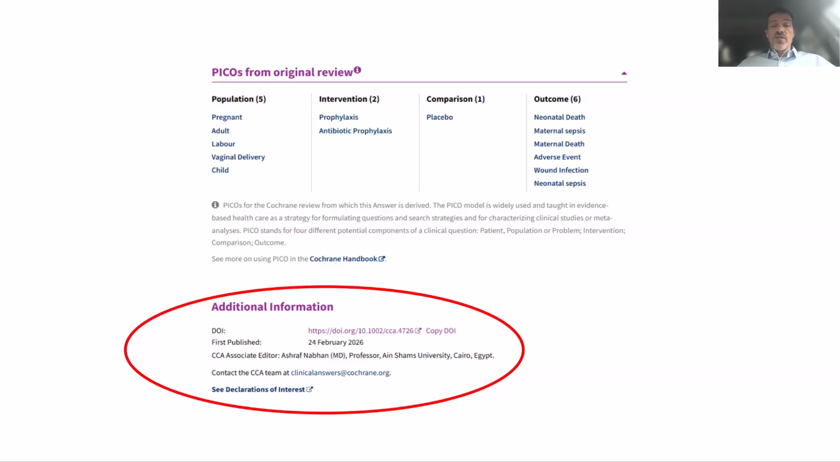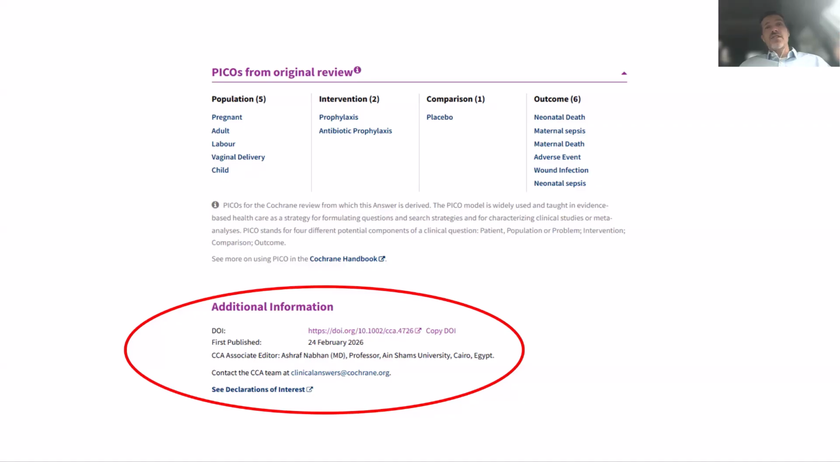This helps you with all the different things that we already noted from above, where it gives you a little bit more information about the associate editor, and a way that you can contact the CCA team that goes directly to our team in case you have questions, comments, concerns about the CCA, or just any interest in getting involved as well. And then you can also review the declaration of interest.